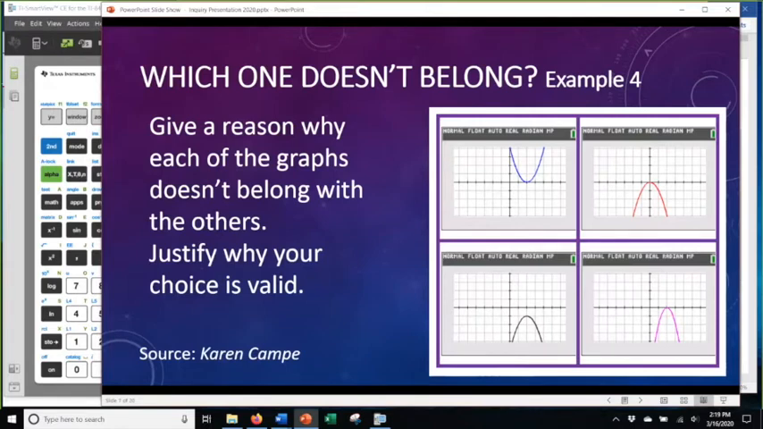Here's our next example, which one doesn't belong with quadratic functions. These functions we're going to take a look at on the calculator in a minute. Think about what one you think doesn't belong and give a reason for your choice. And these are screenshots, and I'll show you how to take a screenshot to get 4 separate ones.